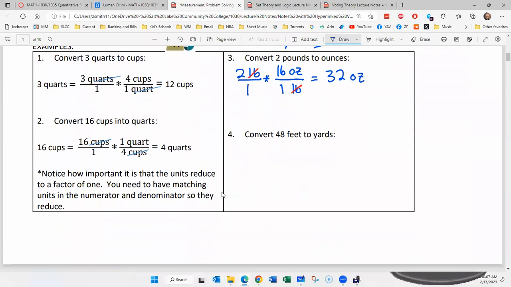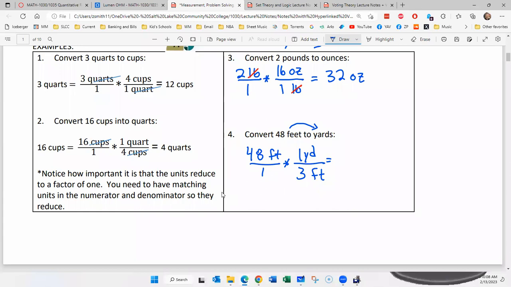Figure out what you're trying to convert and what you're trying to get to. Start with what you're given. Put it over 1 if it's not a rate. If it is a rate, it'll already be a fraction. And then make sure the next unit has the correct conversion set up, so that in this case the feet on top and the feet on bottom. And 1 foot is, let's see, we want to go to yards. 3 feet is 1 yard.